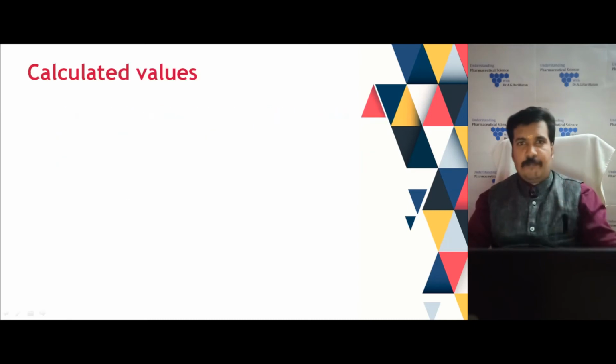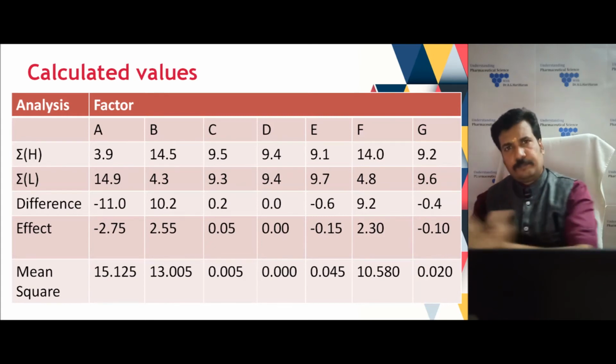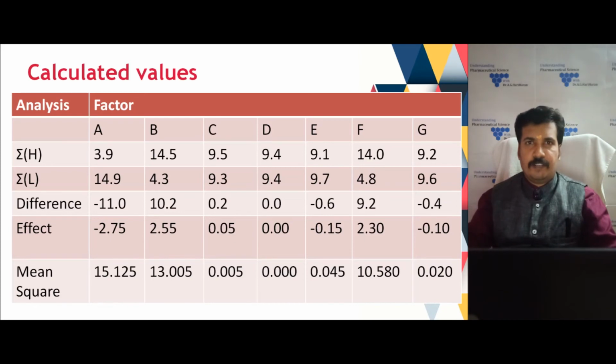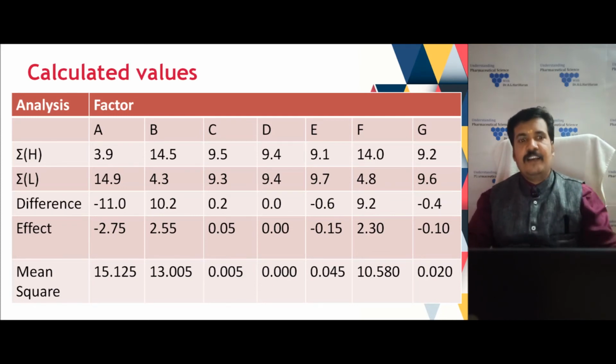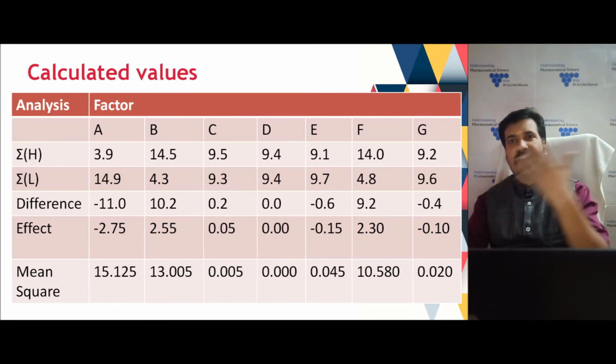Now we get the calculated values. In the figure you can see that for all 7 variables we get the difference. For example, for A, sigma H is 3.9 and sigma L is 14.9, so the difference is 11. Its mean square is 11 squared divided by 8, so I get 15.125. Similarly, I get the values for B, C, D, E, F and G.